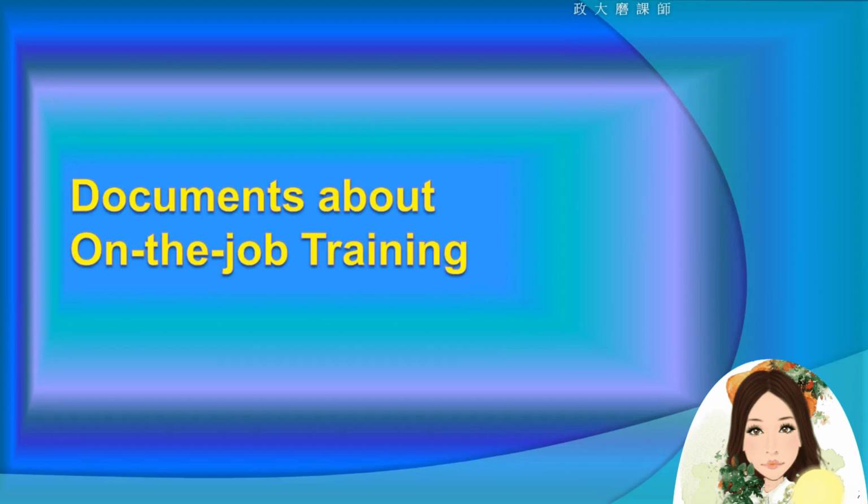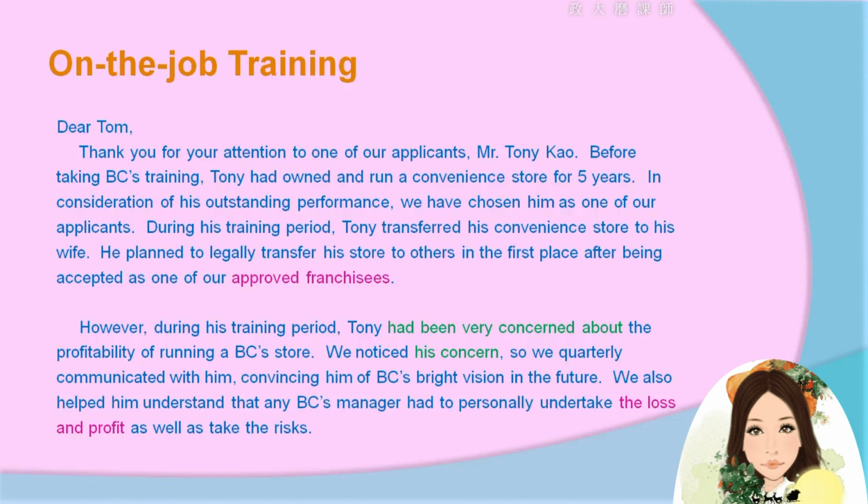Documents about on-the-job training. In the next slide, you will see a document about an applicant who would like to become one of BC's franchisees. This document is about an applicant whose name is Tony Guo, and he would like to become one of BC's franchisees. And this is about his on-the-job training.